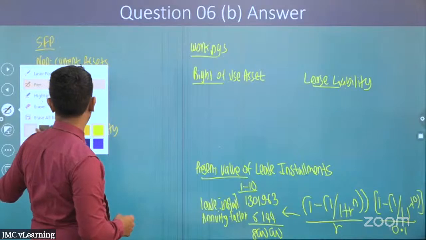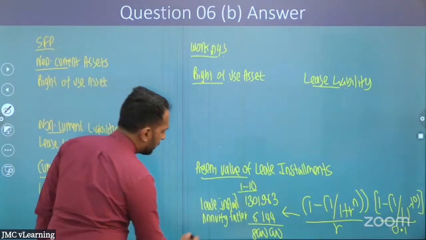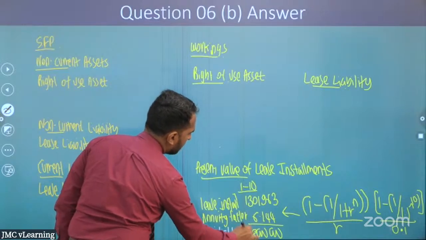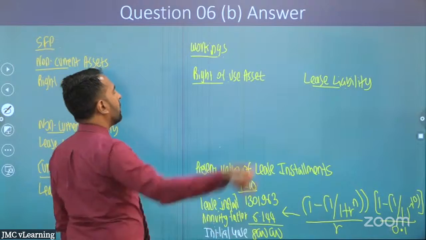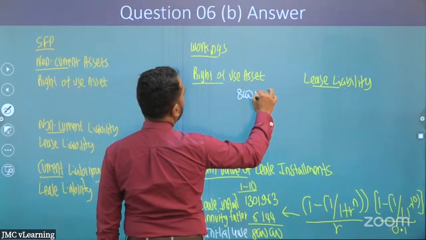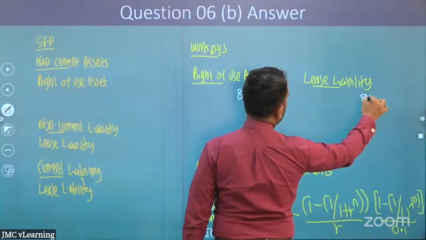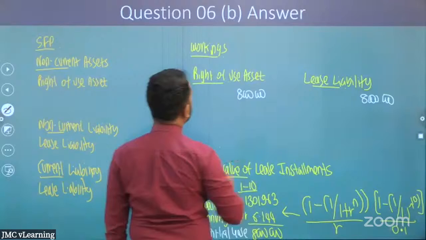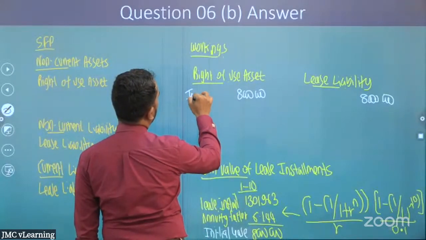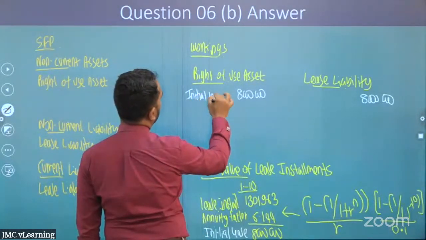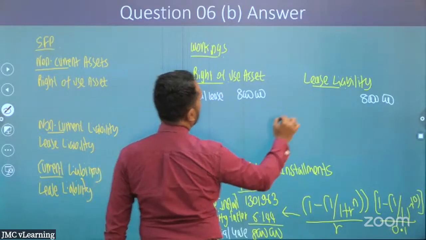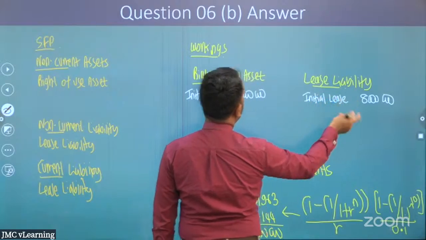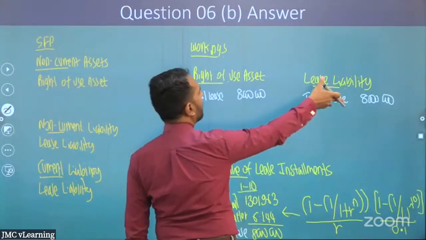Now you know the double entry. This is the initial lease facility, the facility taken from the leasing company, 8 million. What is the double entry? Debited to right of use asset, credited to lease liability. This is your initial lease. Initial lease debited to right of use asset, credited to lease liability.